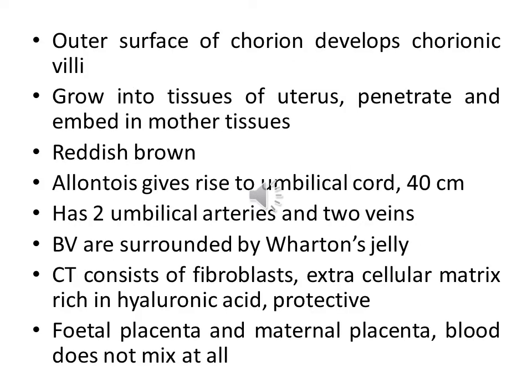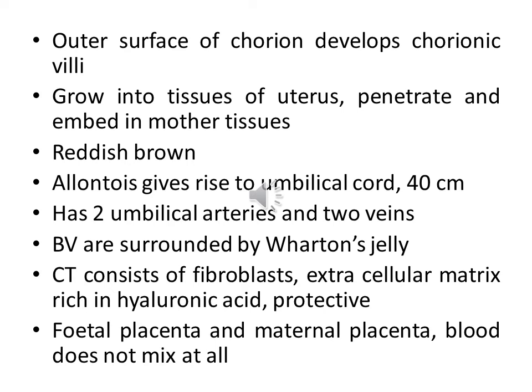Now the outer surface of chorion develops into chorionic villi. So invaginations are produced, villi-like structures. These villi grow into the tissue of uterus. They penetrate and then embed into the mother's tissue, and then it forms the placenta. Now this placenta is reddish brown in color. Okay. Now allantois gives rise to umbilical cord.